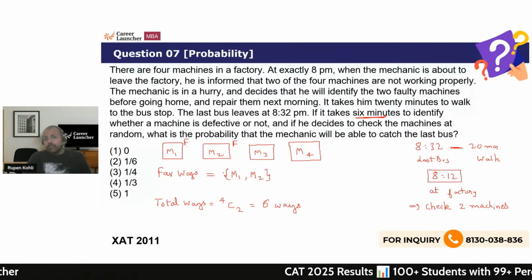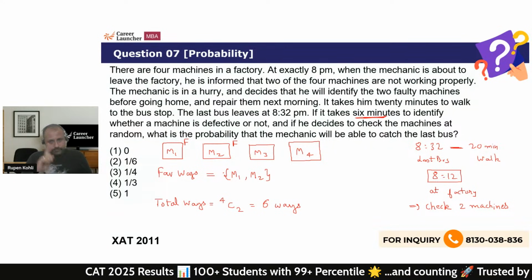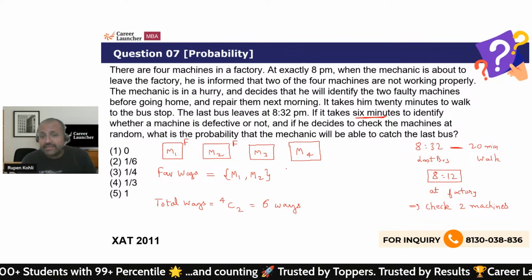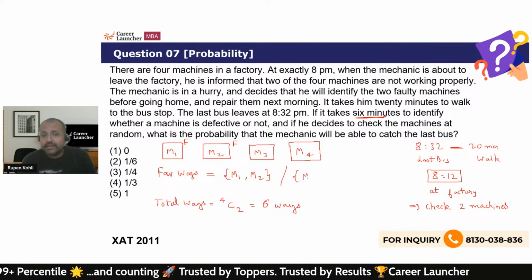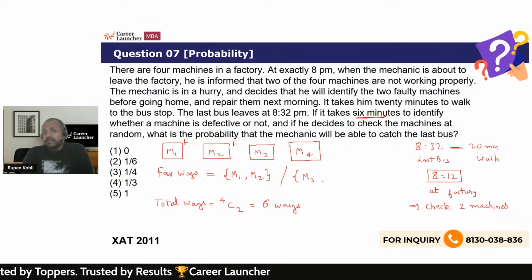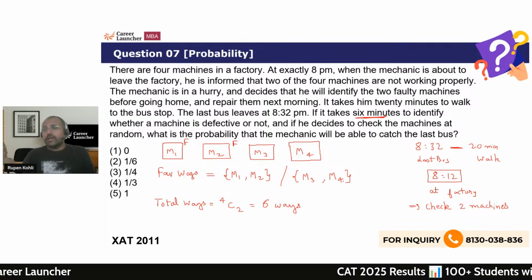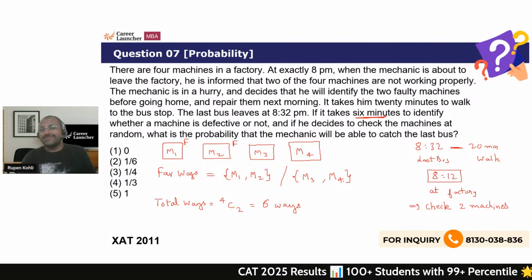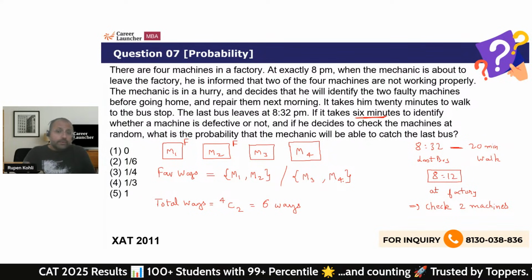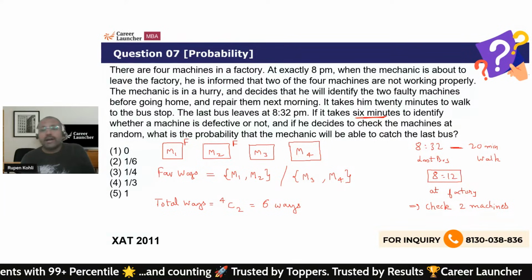Is there any more way that he can get this right? There is. What if he selects, on the other hand, let's say M3 as the first machine to test, he finds it is not faulty, and M4 he selects as well, and he finds it is not faulty. What does he conclude? Obviously, if two machines he has selected are both not faulty, the other two are faulty. So two ways are favorable.